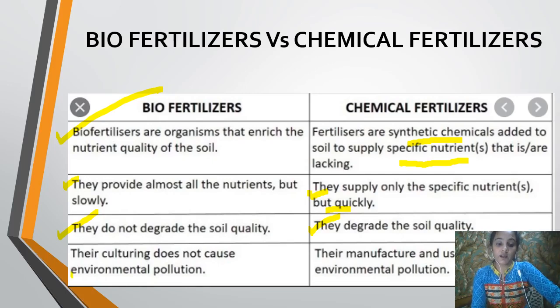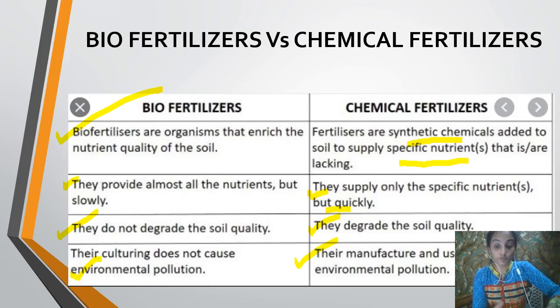Now, their culturing does not cause any environmental pollution. If you want to have this kind of organism, the best method we use is the culturing method, because we want to produce in a large quantity. By using this culture method, it will not add any pollution. But what about chemical fertilizer? You have the manufacturing companies, you have seen the chemical industries, they add pollution to the water, to the soil and to the atmosphere also.